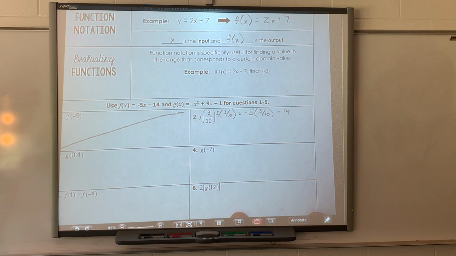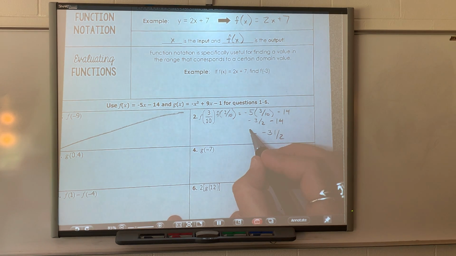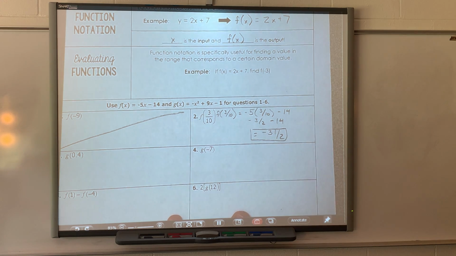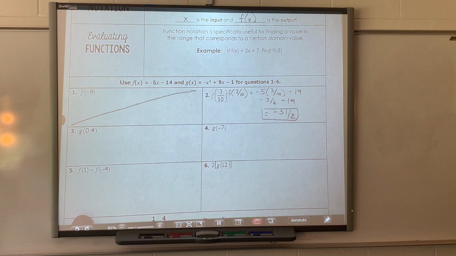So in your handy dandy little calculator, negative 5 times 3/10. Get that value for me, please. Okay, negative 3 over 2. Then all you got to do is hit minus 14. And you get what? Negative 31 over 2. That's it. That's your answer. You're done. That is all you have to do. There's nothing else to be done from there. So you do follow PEMDAS, right? Yes, you follow your order of operations.